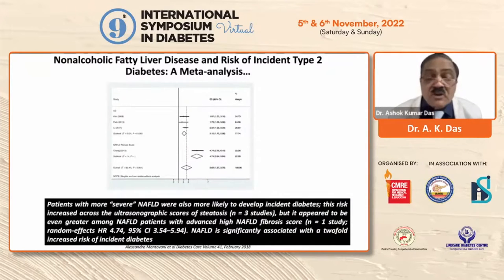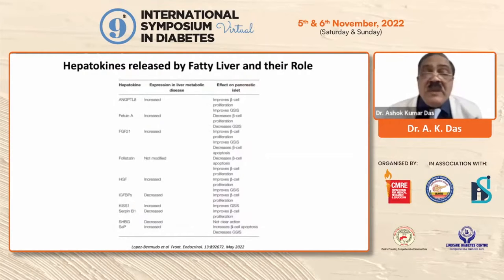There's a new one, which also shows that patients with more severe NAFLD were also more likely to develop incident diabetes. This risk increases across the ultrasonographic scores of steatosis, but it appeared to be even greater among the patients who have NAFLD fibrosis score. They didn't have diabetes before, but they developed diabetes. So NAFLD is very significantly associated with a twofold increased risk of incident diabetes.